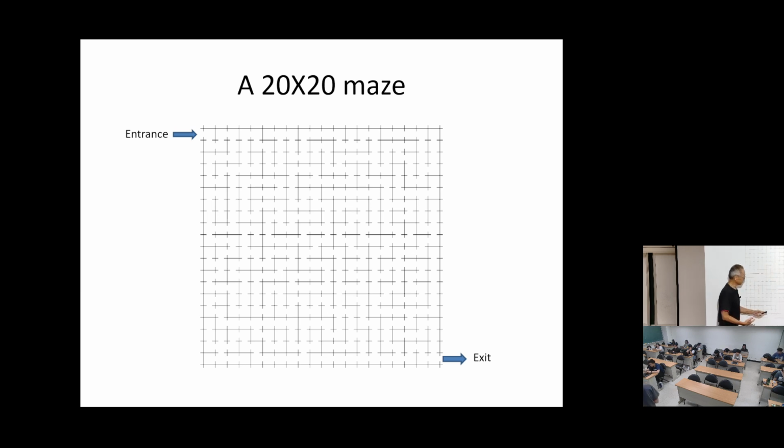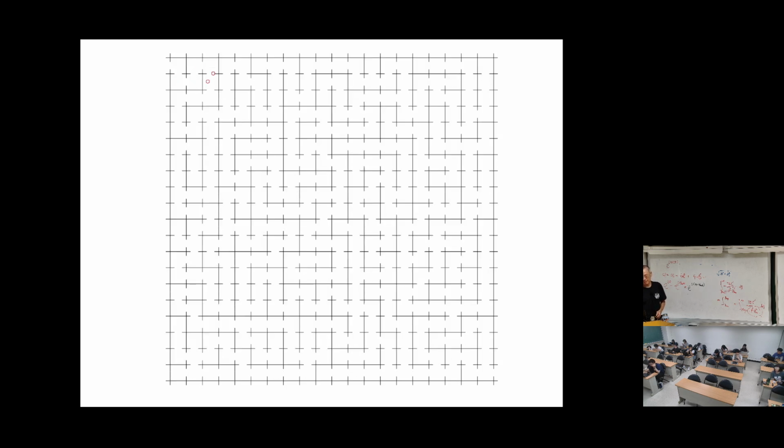Okay, so let's look at this. This is a maze. So you want to go out from here, right? Then you want to get out from here. This is a 20 by 20. So this is an exercise for your very senior sisters and brothers. So we can write a Fortran code to solve this.